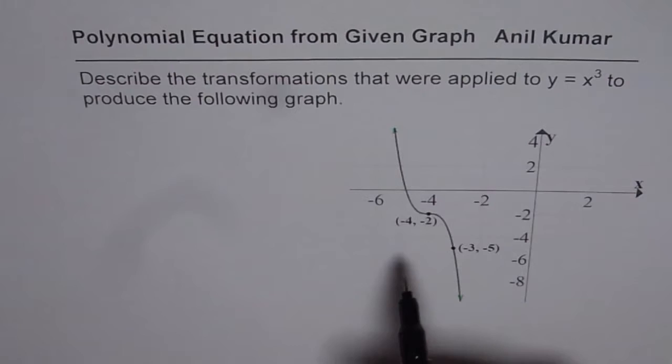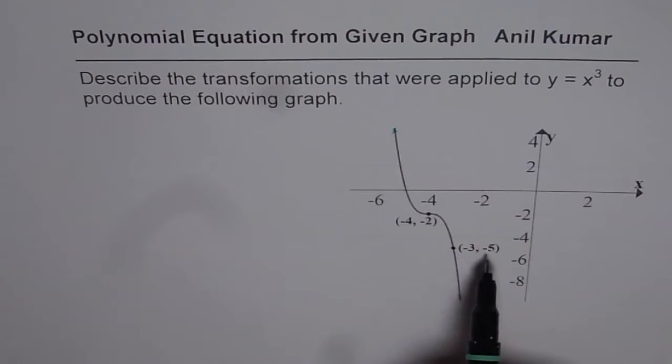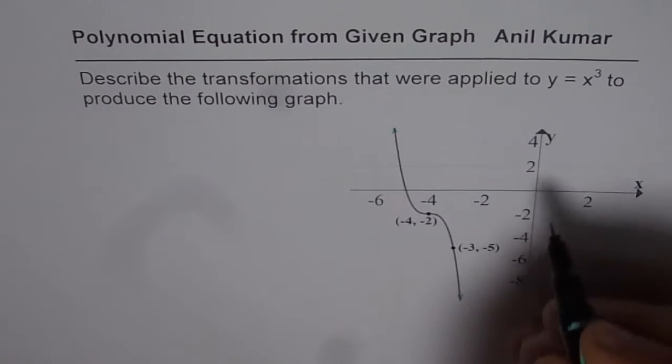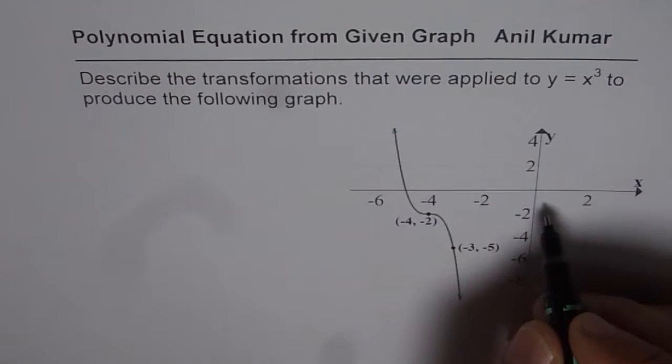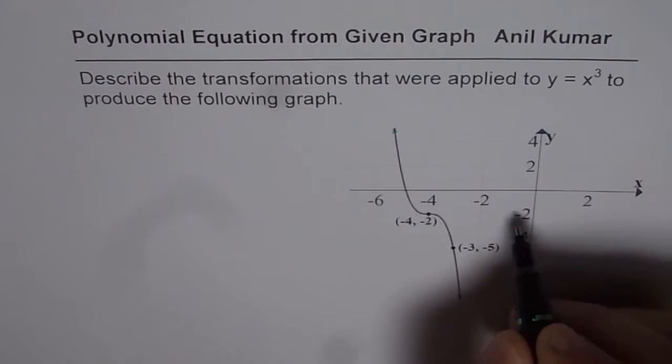We are given 2 points. One is minus 4, minus 2. The other one is minus 3, minus 5. You can pause the video, write down the equation of the transformed function and describe the transformations. Now to describe the transformations, let's begin by sketching the graph of the original function so that we understand what the original function would have been like.